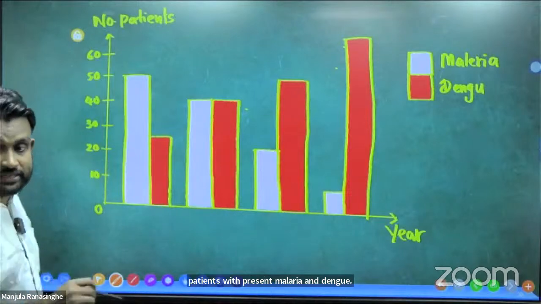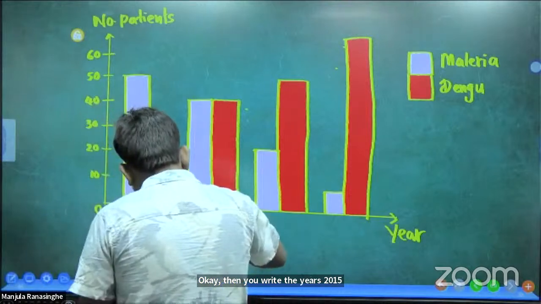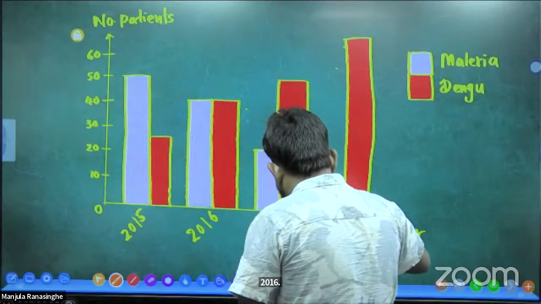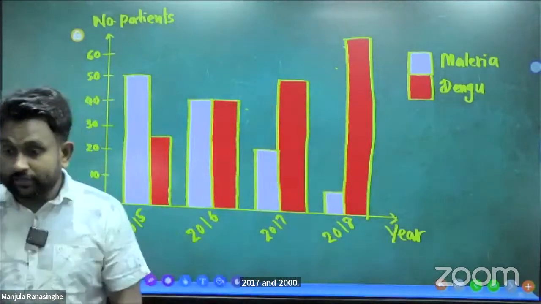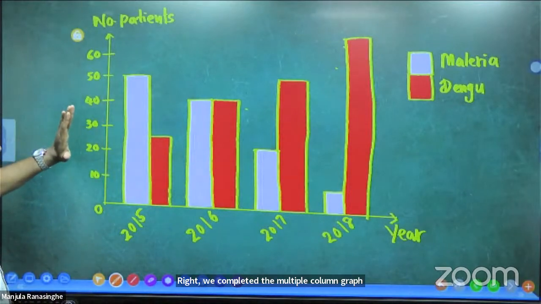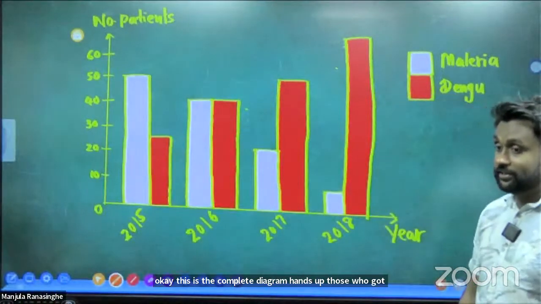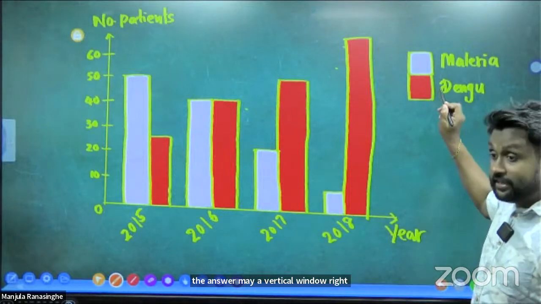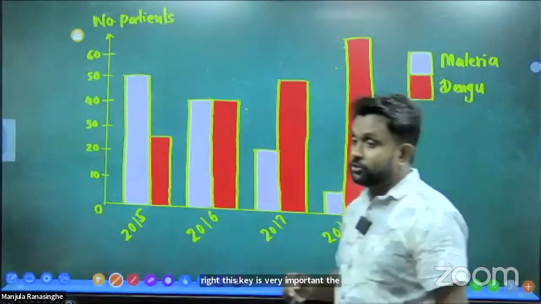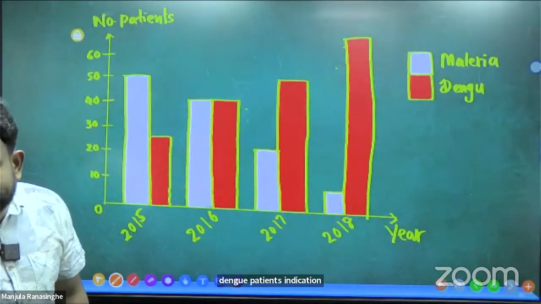Then you write the years: 2015, 2016, 2017, and 2018. Right, we completed the multiple column graph. This is the complete diagram. Hands up those who got the answer. Only vertical columns, right. This key is very important: the malaria patients, dengue patients indication. Well done. Now we will ask the questions.